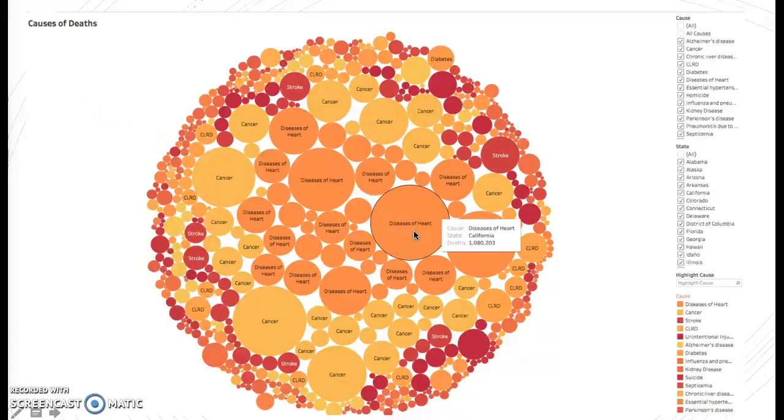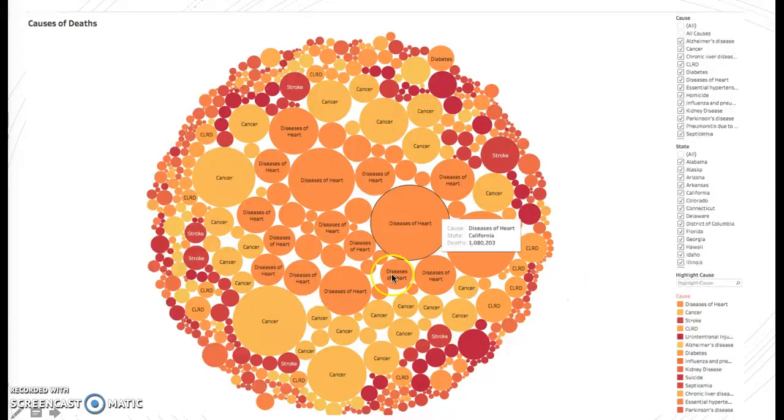If a user were to hover over a certain bubble, it would give them information such as the cause. For example, this would be diseases of heart, the state, California, and the number of deaths. In this case, it would be 1,080,203 total deaths for the state of California for the cause diseases of heart.